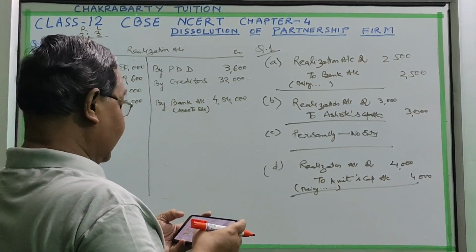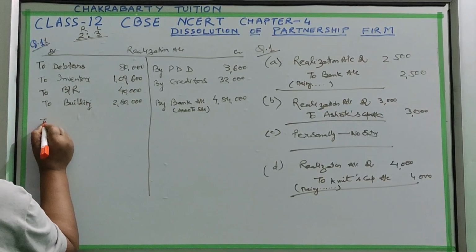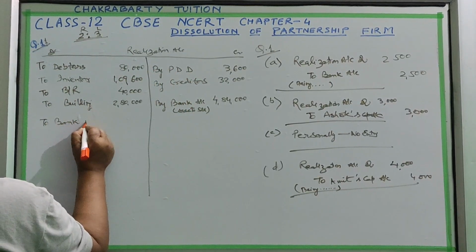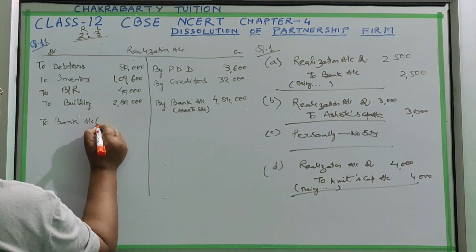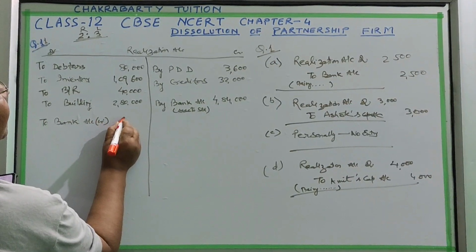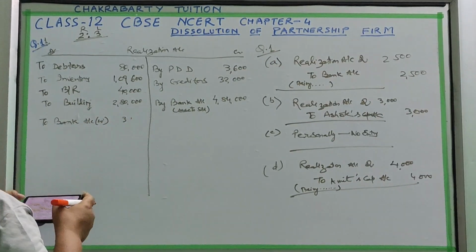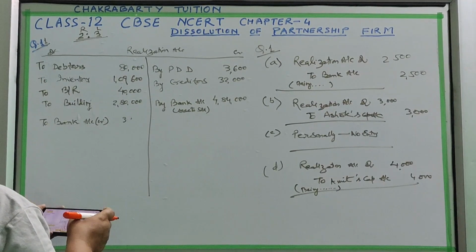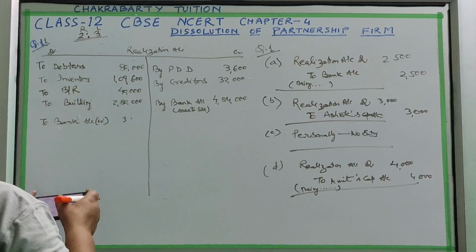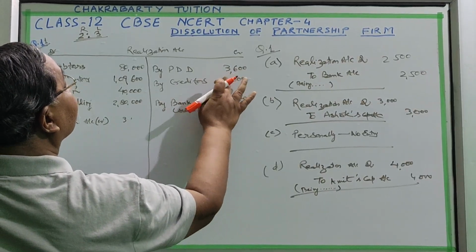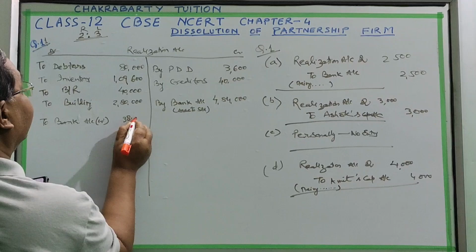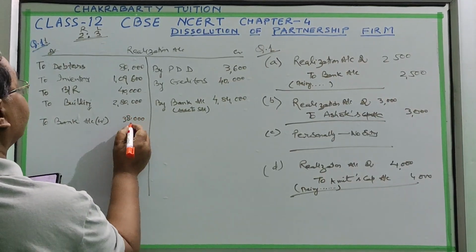Creditors agreed to take 38,000. So payment you have to make to the liabilities to bank account. So to bank account, in bracket you write creditors, and 38,000. Creditors agreed to take 38,000. Creditors was 40,000. Creditors agreed to take 38,000.